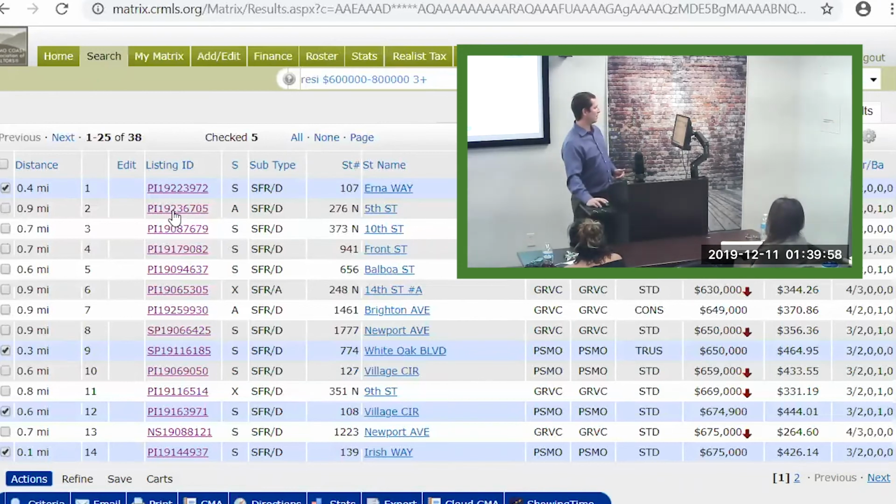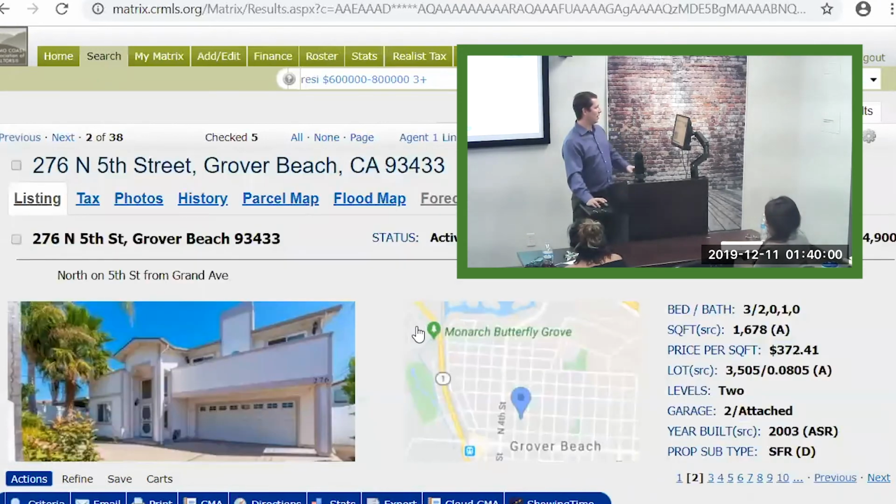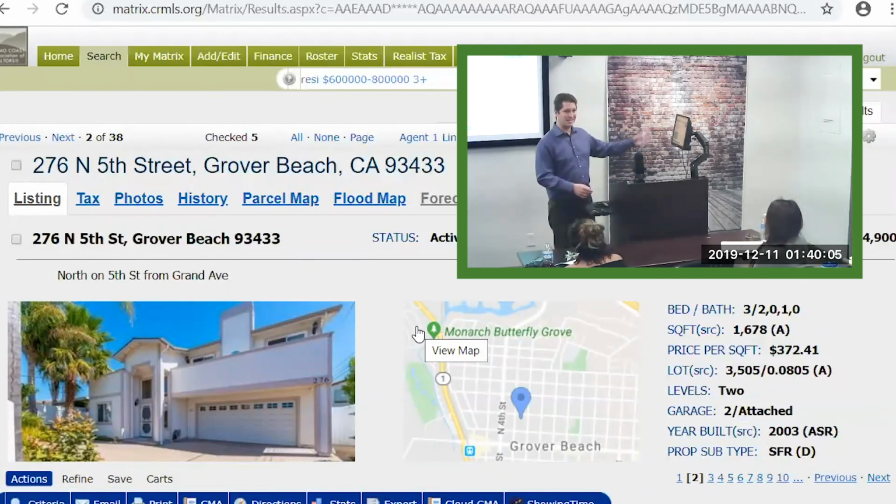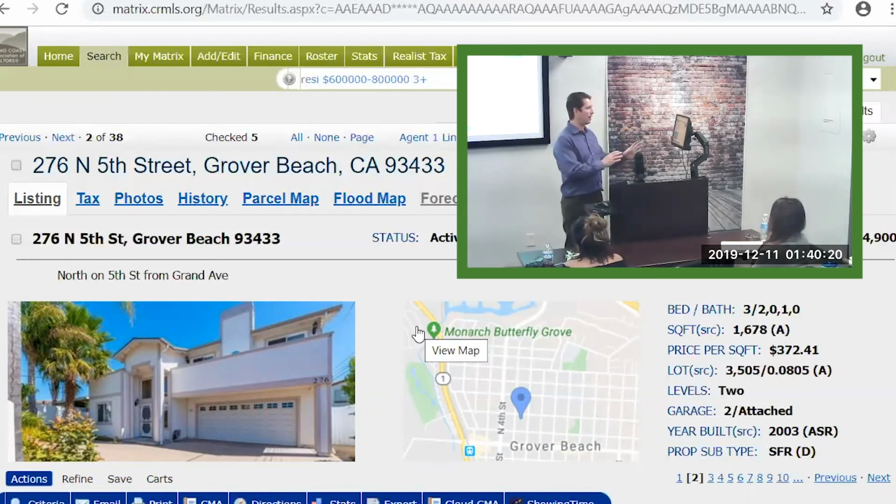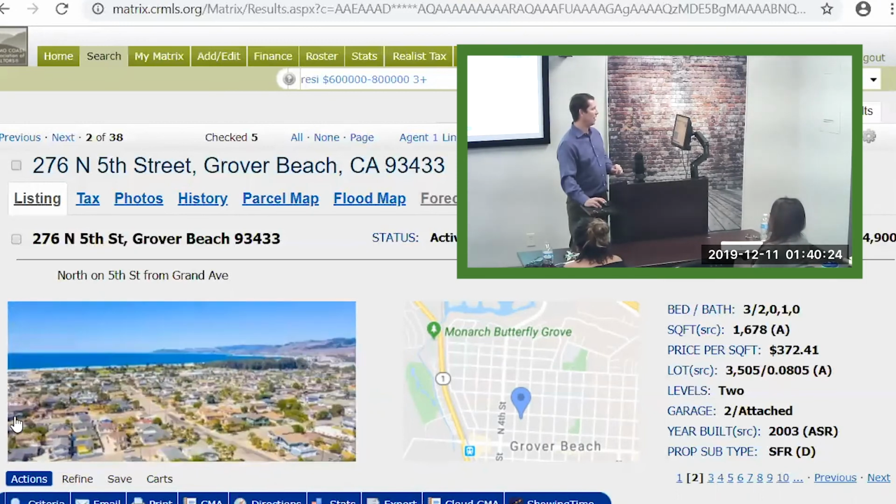Literally, I can pick this property right here, 276 North 5th in Grover Beach. Now, Grover Beach is going to be a different territory than Pismo Beach, obviously, so there's going to be a price change there. This is a 3-bedroom, 2-bath, very similar in square footage, and it is active on the market. So for a $100,000 difference, a buyer could do a lot with $100,000 if this one has a view versus not a view. So let's go through and look at that view.